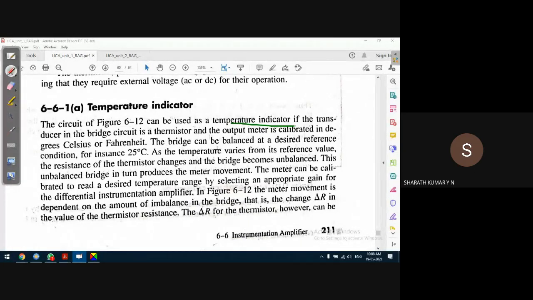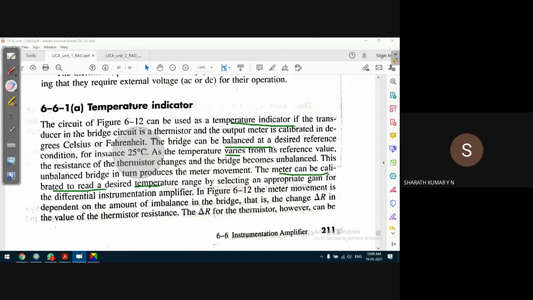For example, the bridge is balanced at some reference temperature, let us say 25 degrees centigrade. That means for that resistance of the temperature sensor, that is the thermistor. A thermistor is a transducer which is used to measure the temperature. So the bridge is balanced at 25 degrees centigrade. Whenever the temperature varies, the bridge is unbalanced. That unbalanced condition is used to calibrate the meter to measure the temperature in degrees centigrade.